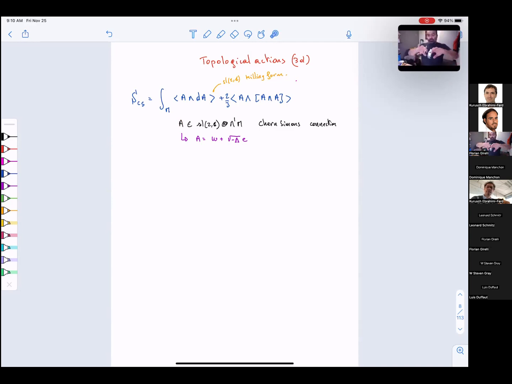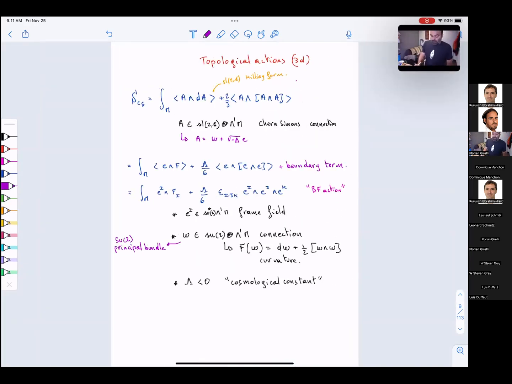And then what I'm going to do is break up this connection into 2 pieces. I'm going to have one piece in SU2, that's going to be omega, and one piece in this other part, that's going to be A, some element in AN2. So this is the Iwasawa decomposition of SL2C. I can decompose it into a subalgebra SU2 and another one, AN2. That's what I'm doing here. And now I can try to rewrite this Chern-Simons action in terms of these subfields, if you wish.